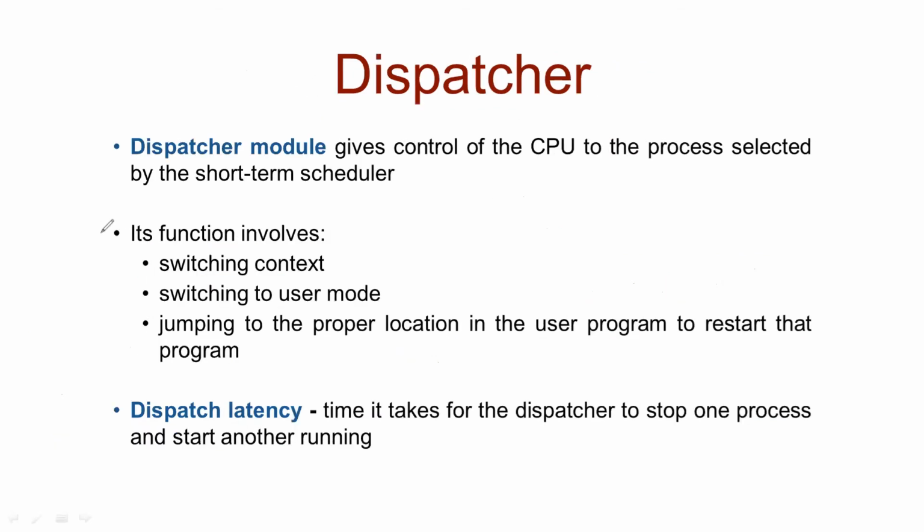Now let's understand the dispatcher. Dispatcher is a module that gives the control of the CPU to the process which is selected by the short-term scheduler. The module is termed as dispatcher. The functions of dispatcher are switching context. What do you mean by context? Context is the state of a process.